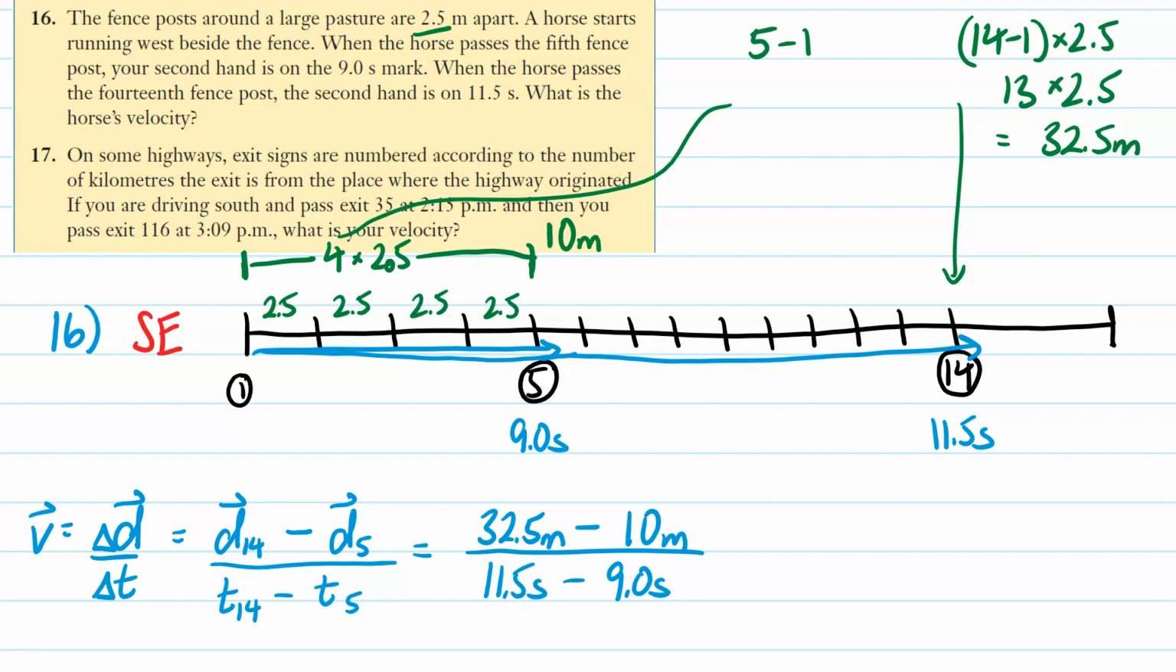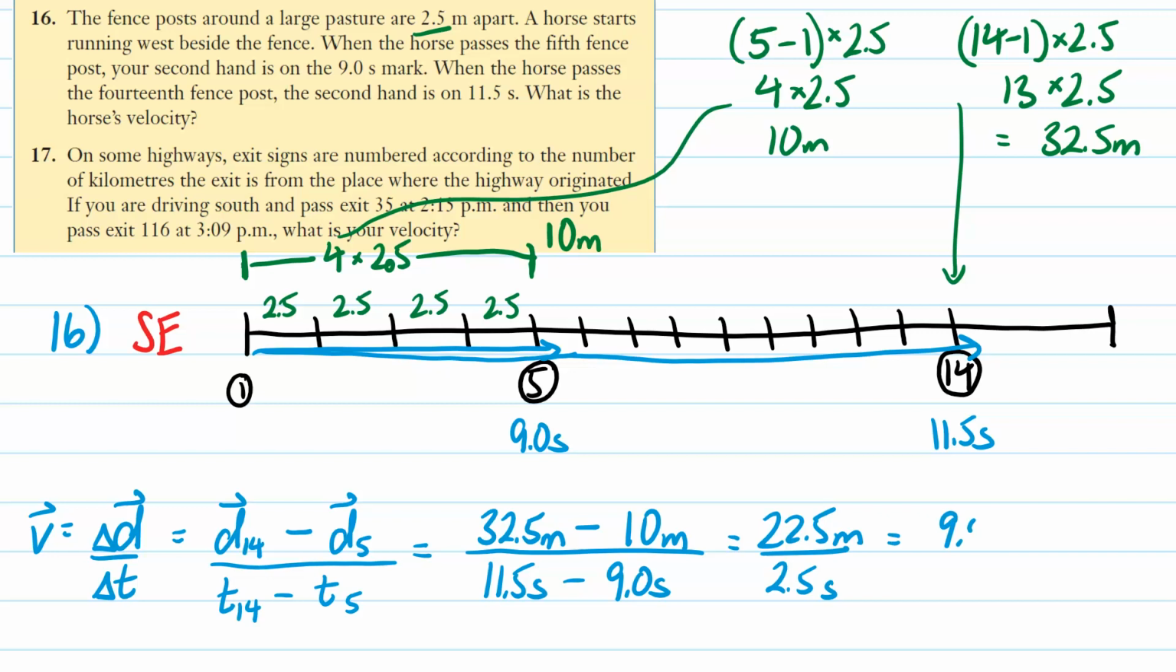Just for consistency, I'll write it over here. The distance, or the position at the 5th fence post, was 5.5 minus 1 times 2.5, which is 4 times 2.5, which is 10 meters. Okay, so we have all the numbers we need for our velocity. 32.5 minus 10 is 22.5 meters. 11.5 minus 9 is 2.5 seconds. So our velocity then is 9.5 meters per second.